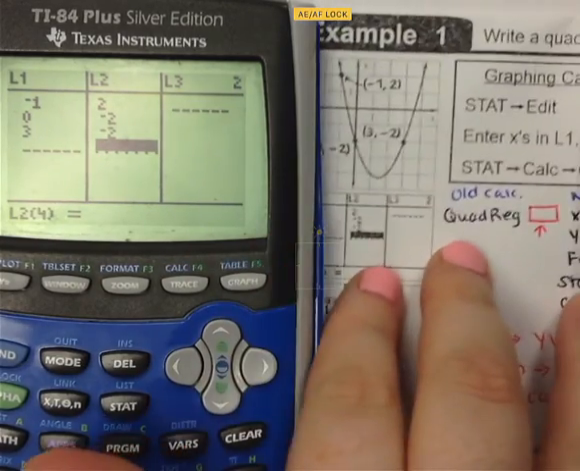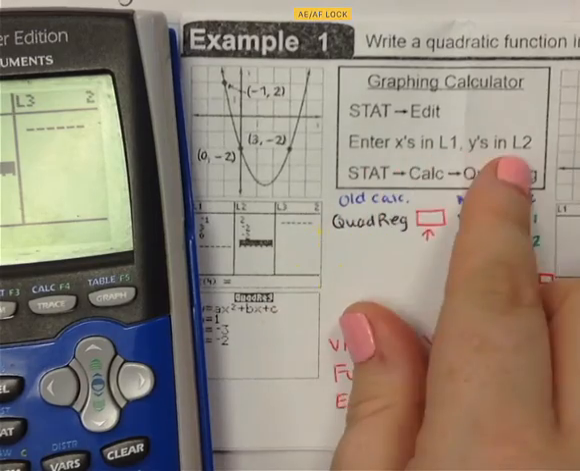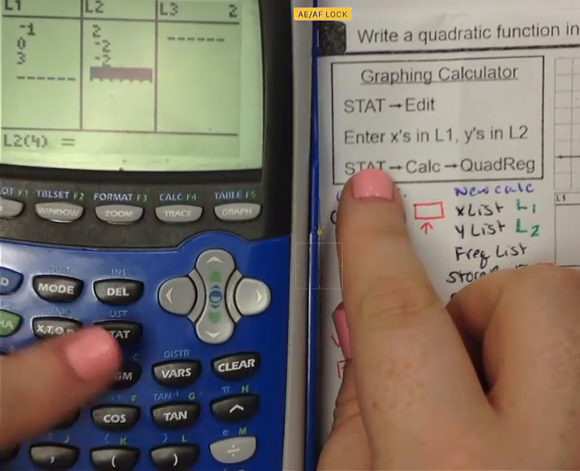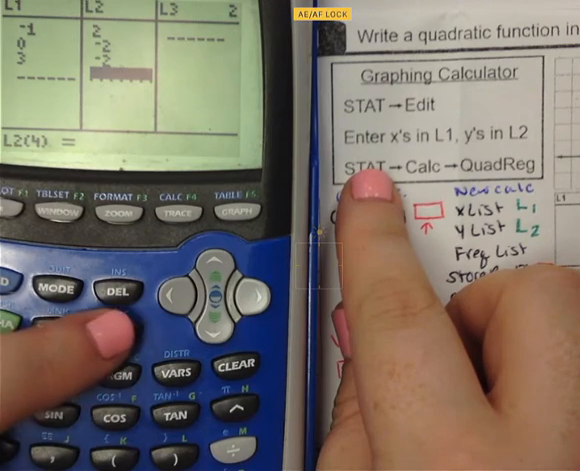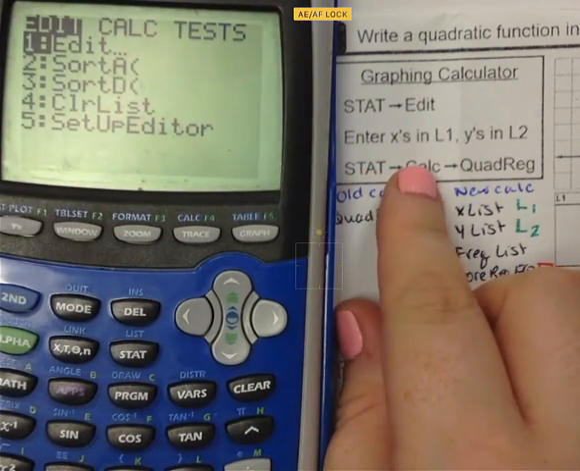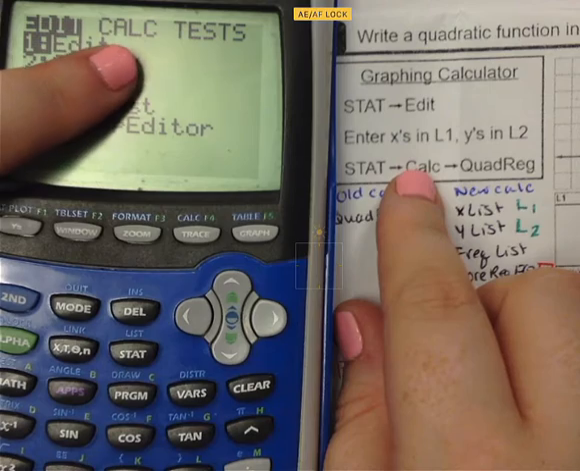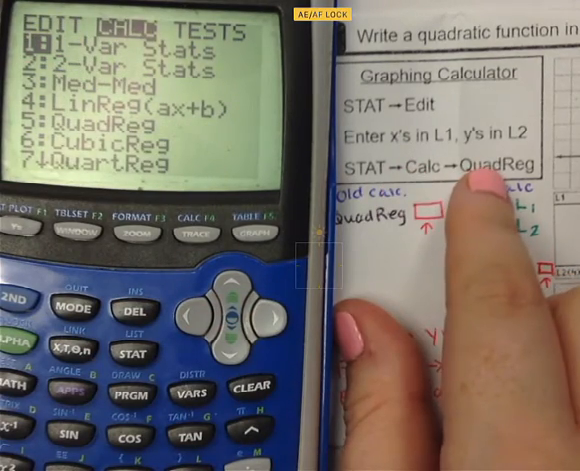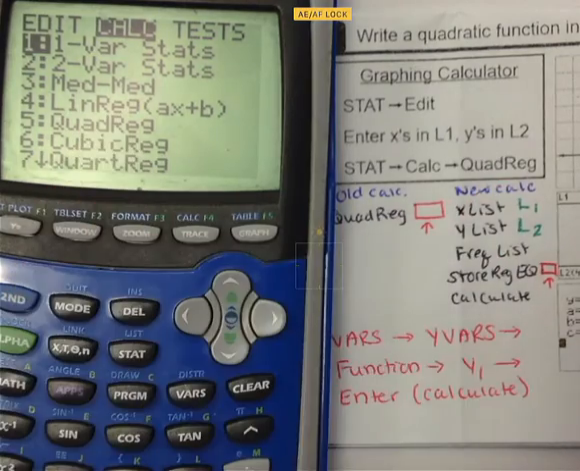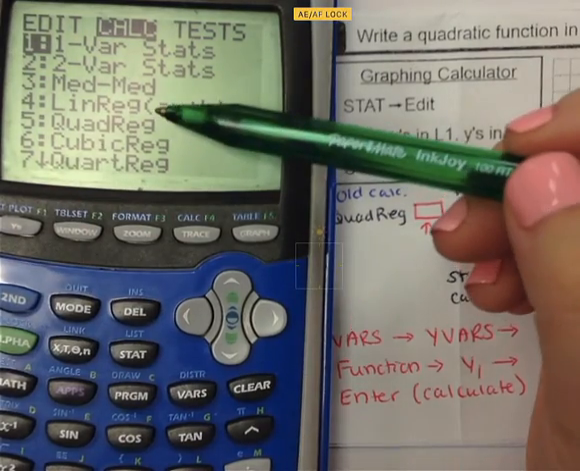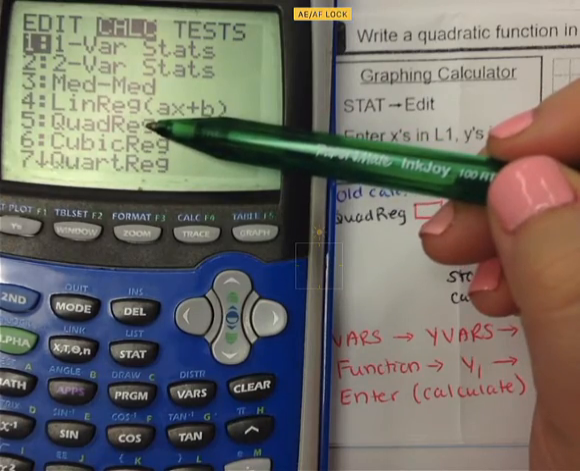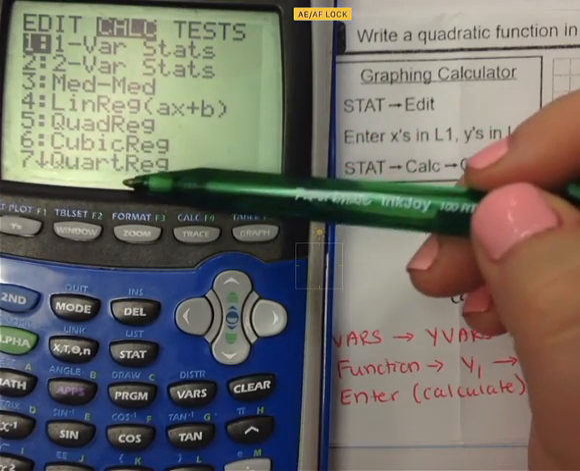So now that we have our X's in L1 and Y's in L2, we're going to go back to the stat button. So I'm going to press the stat button again, right here. But then it says go to calc. Now here's your calc right here. So we're going to press over to calc. Then we want quadratic. Now I do want to mention that there are a whole bunch of different types of regressions. This is linear regression, quadratic regression, cubic regression, quartic regression.